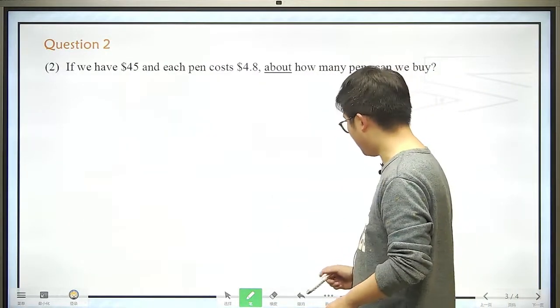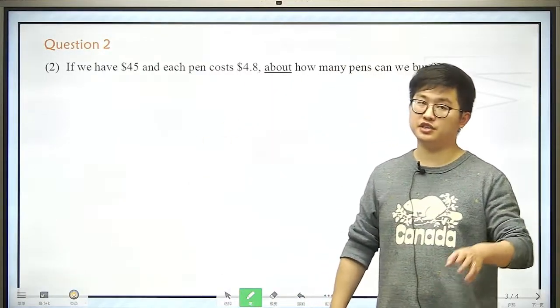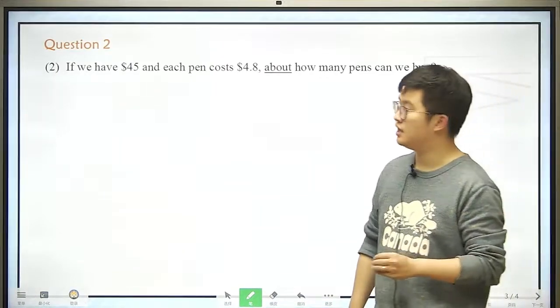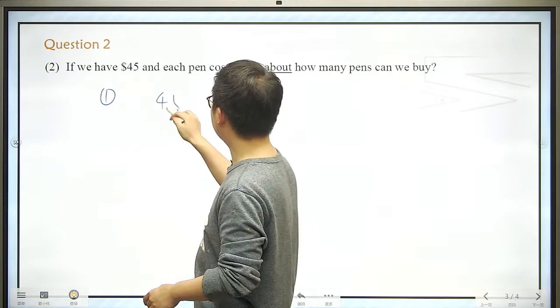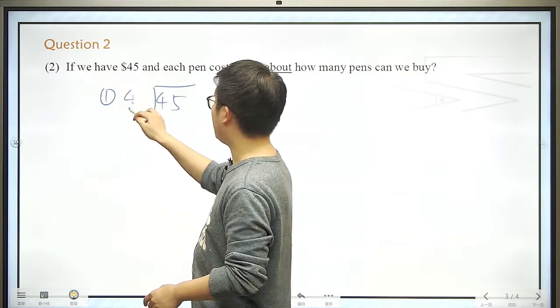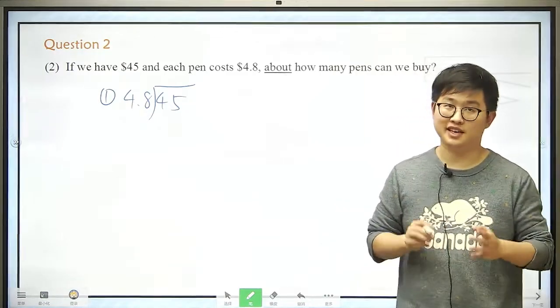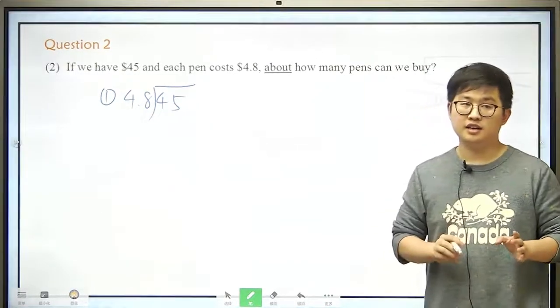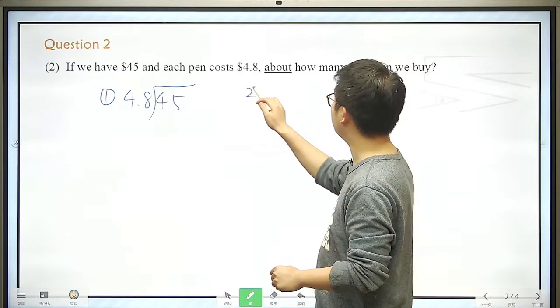This is a little bit more difficult. We have $45, and each pen costs $4.8. Now, still, we can do this by simple division again. Believe me when I say it's not that difficult. But also, I'm going to show you another way to do it.